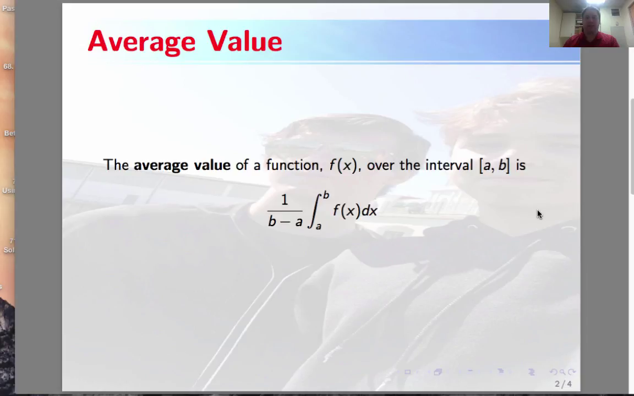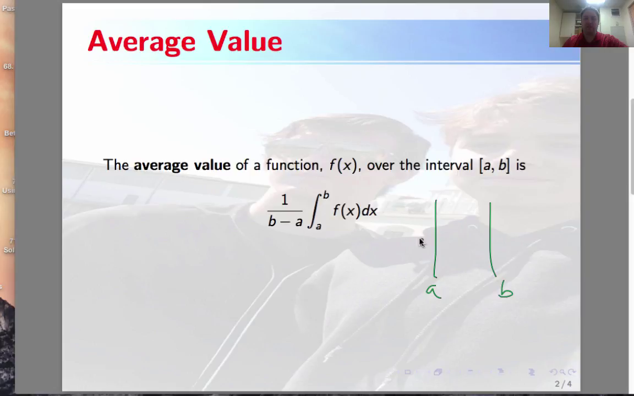Okay, so this is the definition for what the average value is. If we're looking at a function only on an interval from a to b, the average value is simply the integral from a to b of that function. So in other words, sort of like the area under the curve in a way. But then we have to multiply by 1 over b minus a, or in other words, divide by the length of the interval.